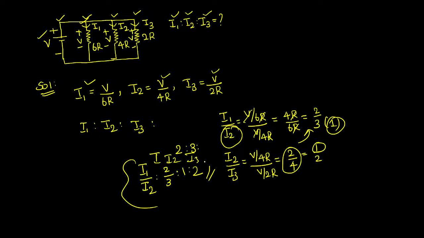I hope you all have understood the logic. So this is a very simple question. We just have to take the ratio between these three currents. That's all. It's over. Or otherwise directly you can write this: if you take the ratio, then 1 by 6 is to 1 by 4 is to 1 by 2. But after cancelling the common factors, I am writing in this manner. Okay, so let us go ahead with the second question. This is all about the first question.